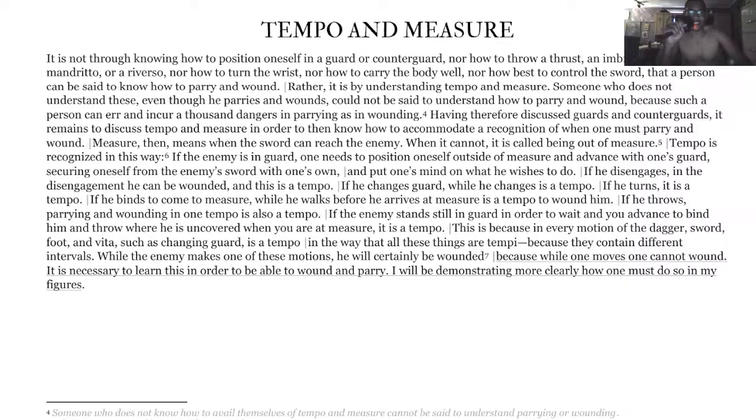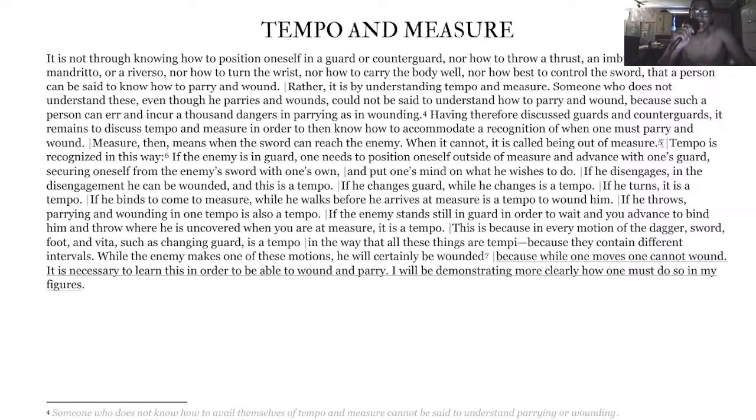Having therefore discussed guards and counter guards, it remains to discuss tempo and measure, in order to then know how to accommodate a recognition of when one must parry and wound. Measure then means when the sword can reach the enemy. When it cannot, it is called being out of measure. Tempo is recognized this way.